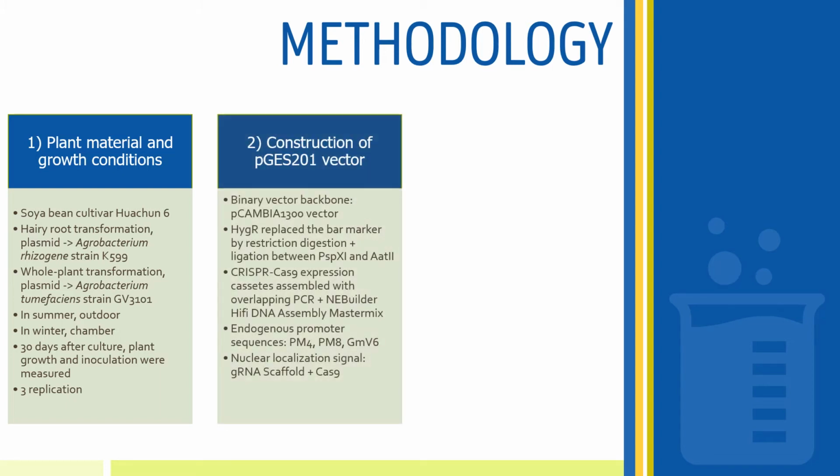Second, construction of the pGES201 vector. The binary vector backbone was the pCAMBIA1300 vector. HYGR replaced the bar marker by restriction digestion and ligation between PSP11 and AAT2. CRISPR-Cas9 expressions were assembled with overlapping PCR and NEB. The endogenous promoter sequences used were PM4, PM8, and GMV6. The gRNA scaffold and Cas9 were used with a nuclear localization signal.